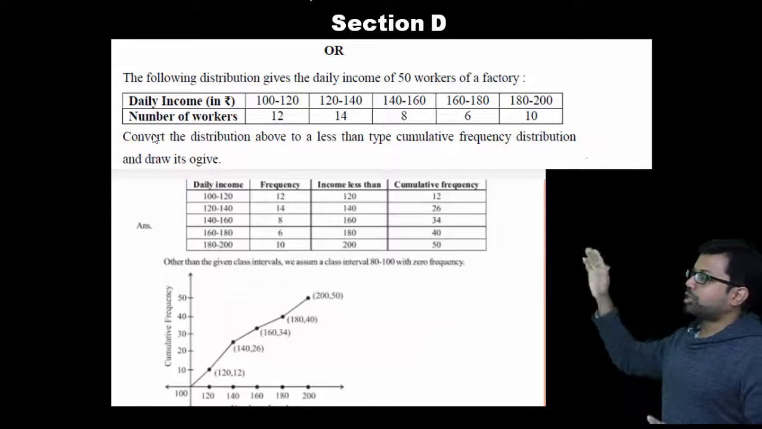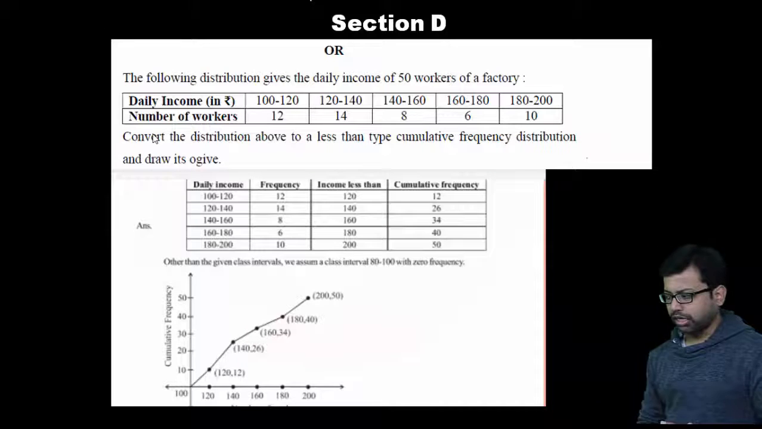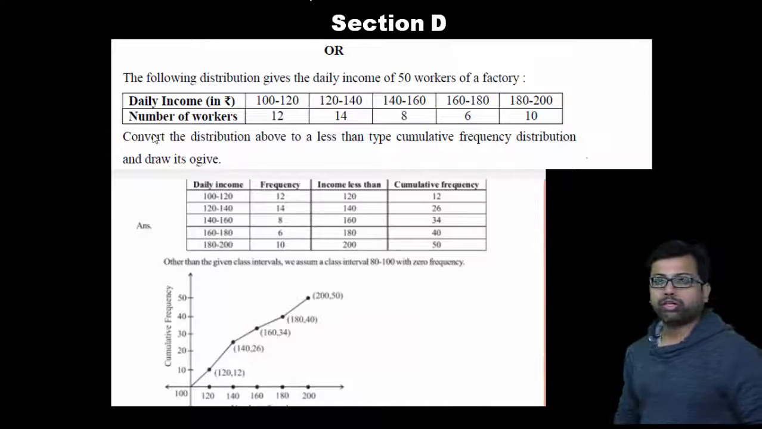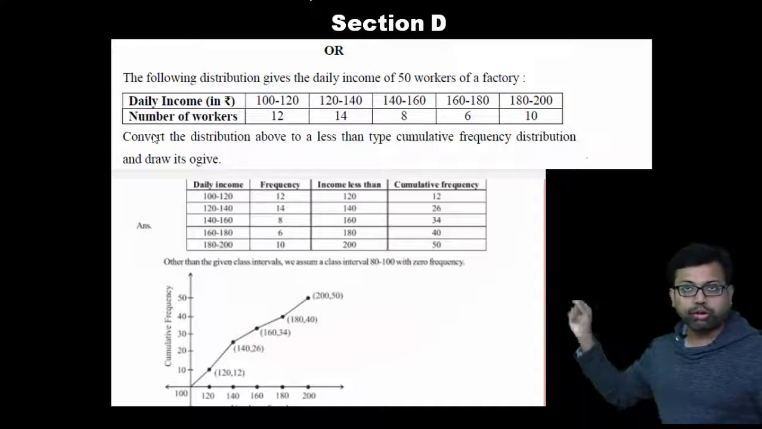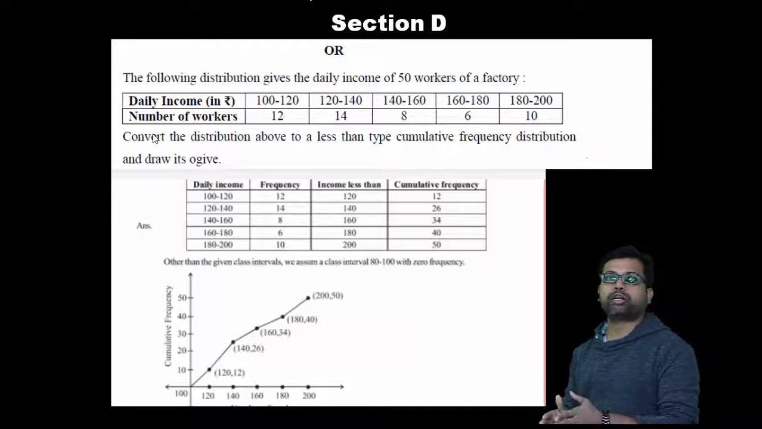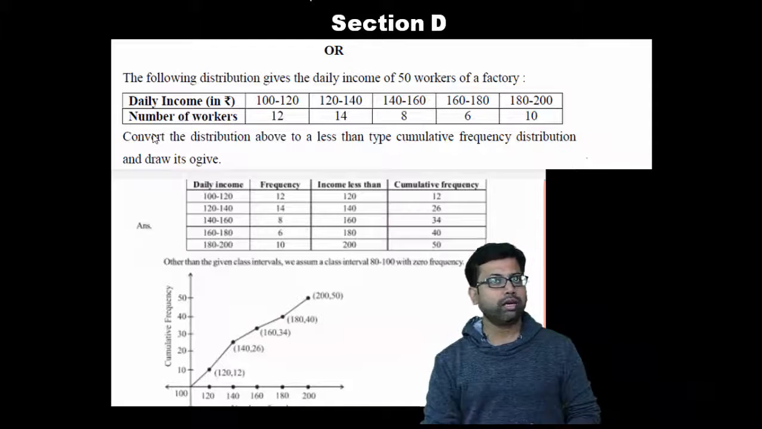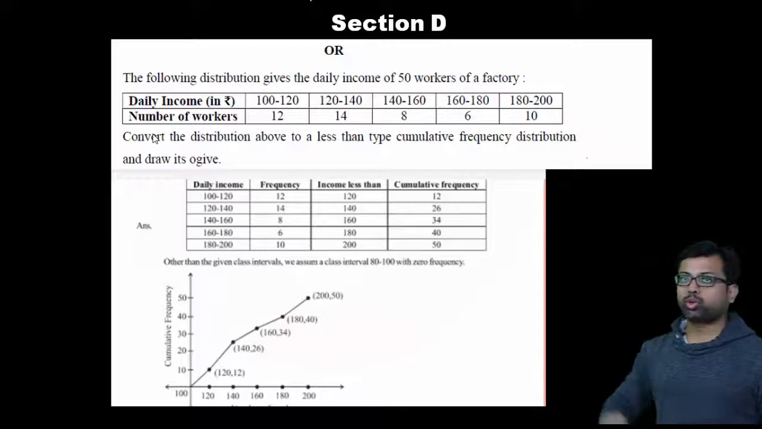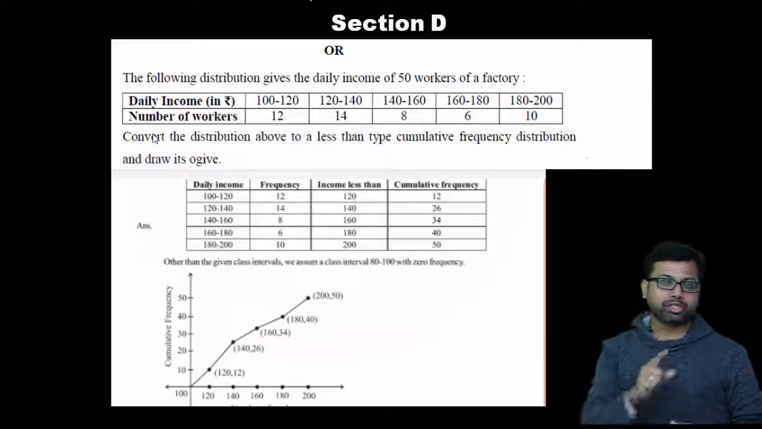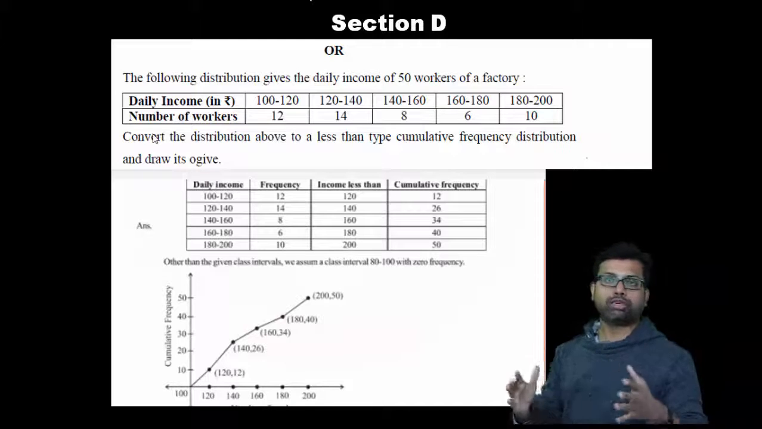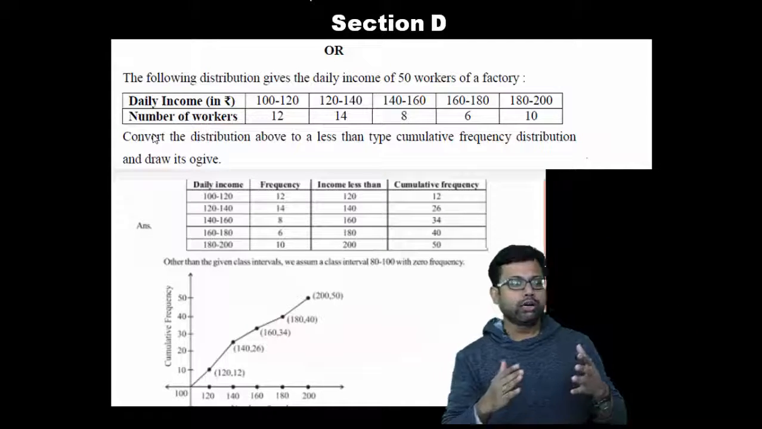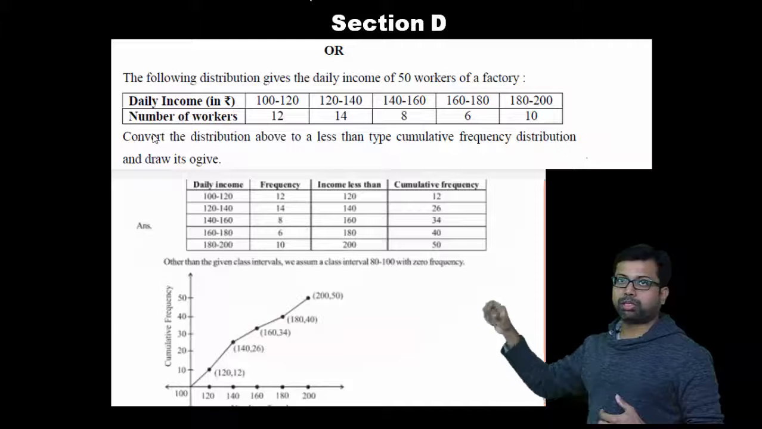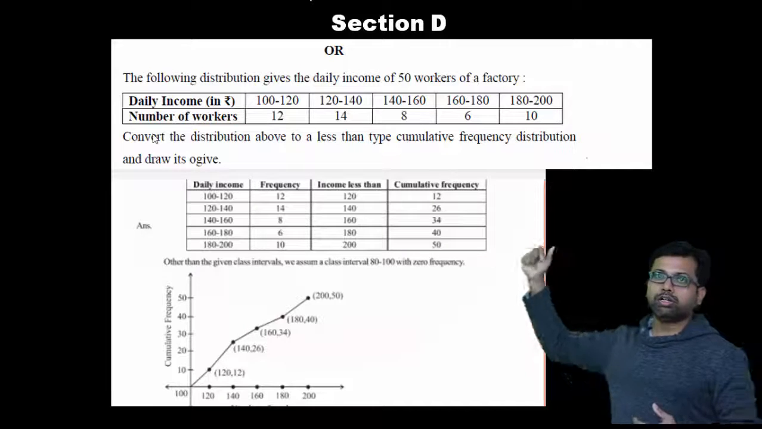And the next column that you need to add is the cumulative frequency column, and cumulative frequency is where you keep on adding the frequency. So for less than 120 rupees, the number of workers is 12. It's already given. Between 100 and 120 there are 12 workers. So less than 120 it will be 12. Less than 140 will be equal to 12 plus 14, which is 26. How? Because it's given that between the range 100 to 120 there are 12 workers, and between 120 to 140 there are 14 workers. So less than 140 rupees, the total will be 12 plus 14, which is 26, which is the cumulative of the two classes.